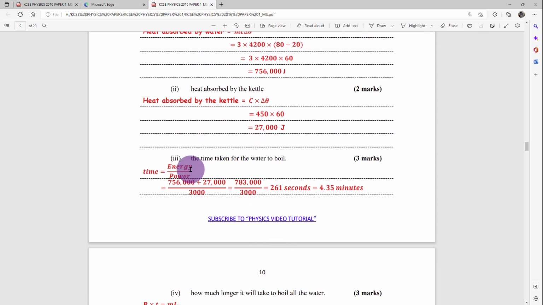All this heat is coming from the heater. So when we are asked to calculate the time taken for the water to boil, we know that energy or heat is equal to power times time, and therefore time is equal to the energy divided by power. All that energy required to heat the water and heat the kettle, divided by the power, because it comes from the power of the heater, is going to give us 4.35 minutes. But you could just stop at 261 seconds.